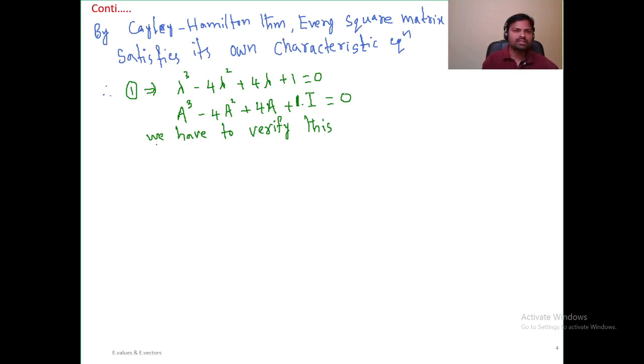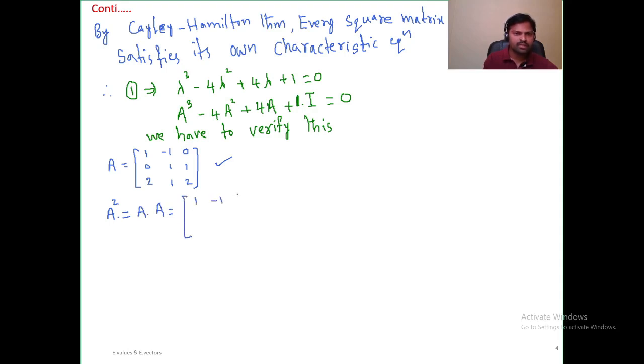So before that, let us compute the unknowns here. First, A cube I want. So what is A first? The matrix A is 1, -1, 0, 0, 1, 1, 2, 1, 2. This matrix A is given to us. Then A cube we want, so before that I want A square. So A into A first. A square, which is nothing but A into A. Let us do the multiplication.